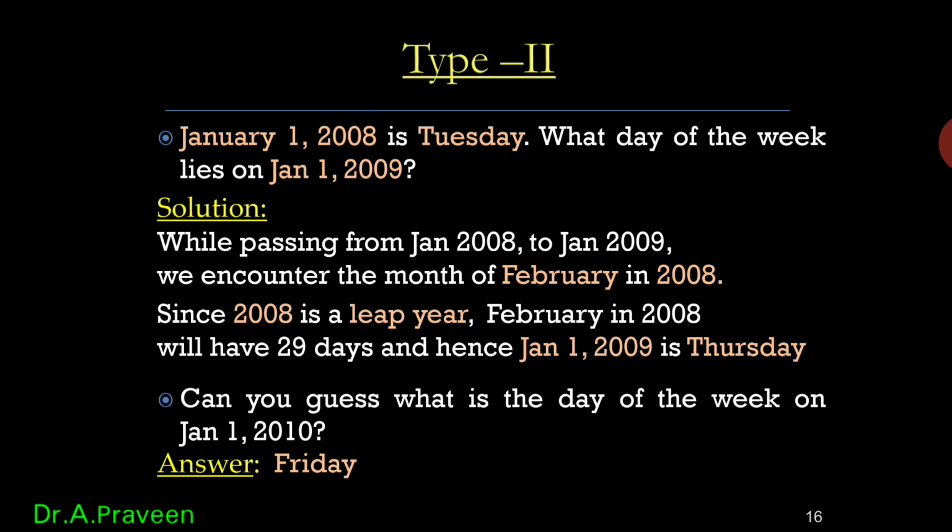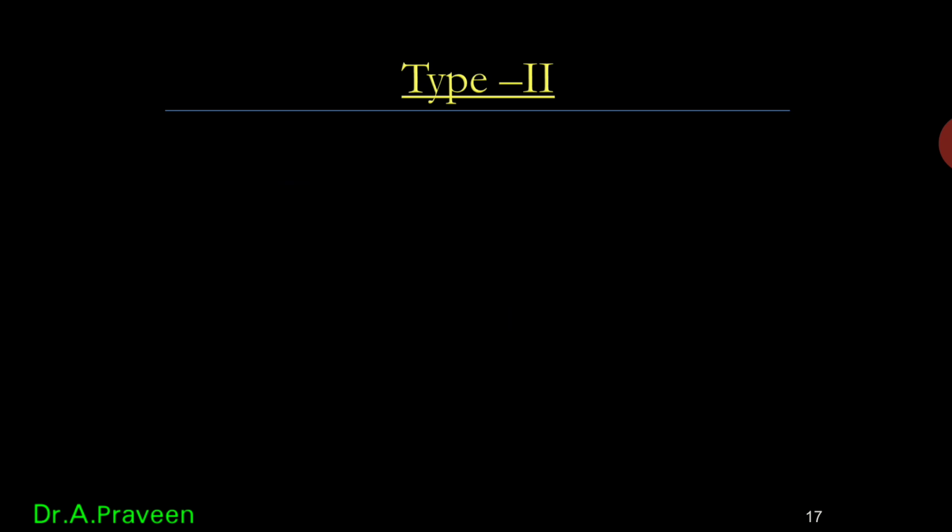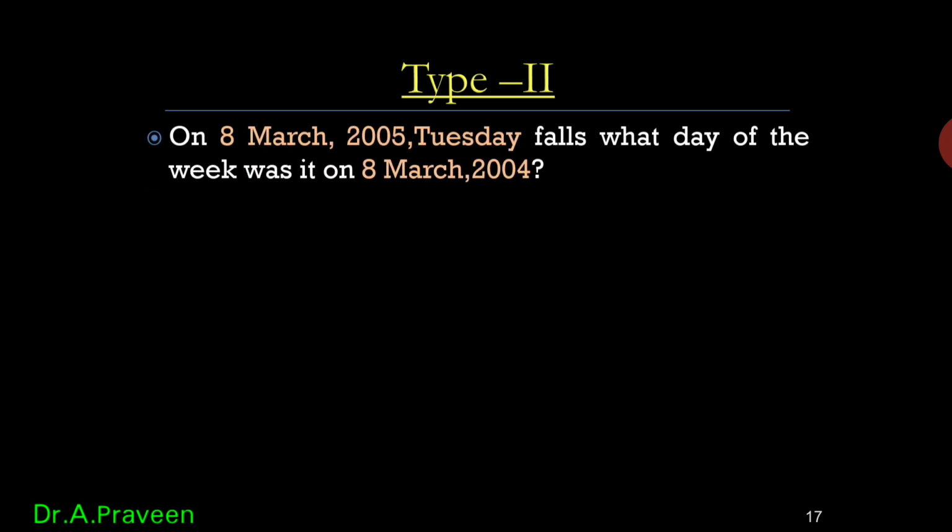So what matters in this type of problem is the year in which we cross the month of February. Another example, on 8th March 2005, it is a Tuesday. What is the day of the week on 8th March 2004? So here we travel backwards. We move from 8th March 2005 to 8th March 2004.